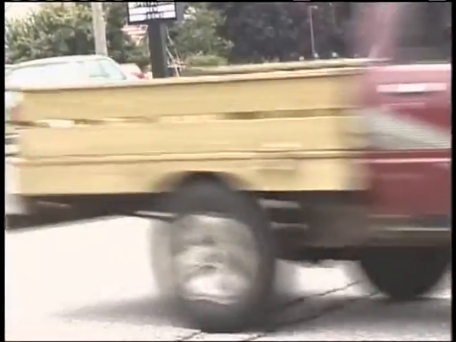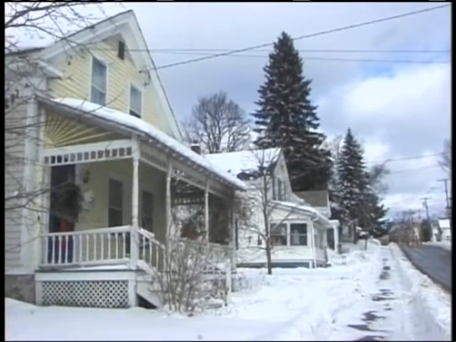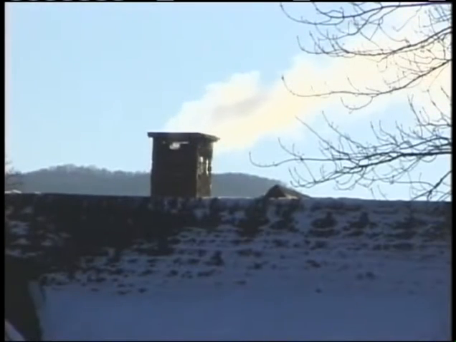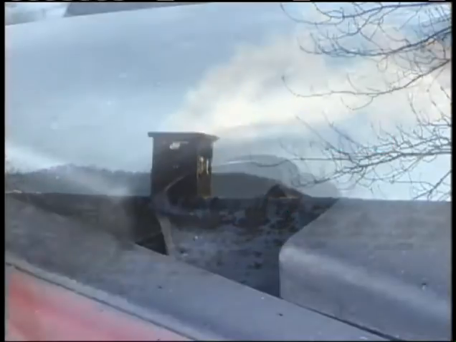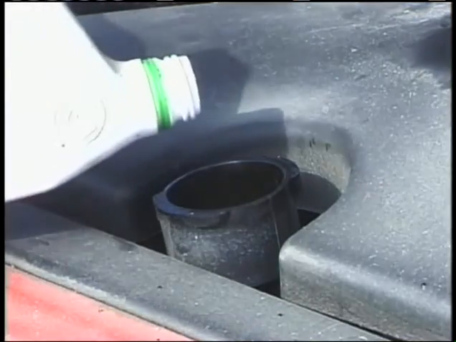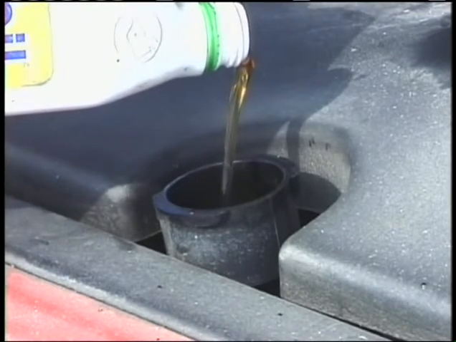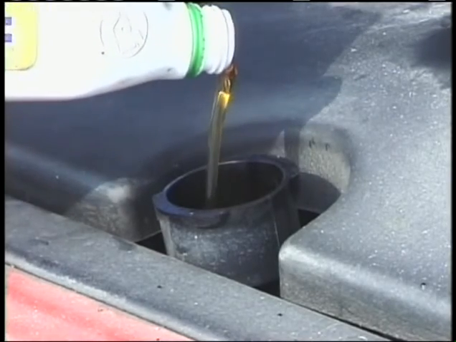The energy used to propel these cars and heat these homes comes from a non-renewable resource. You decide. What is this non-renewable resource? This non-renewable resource is oil. A non-renewable resource is a resource that is available in limited quantities and cannot be replaced quickly.